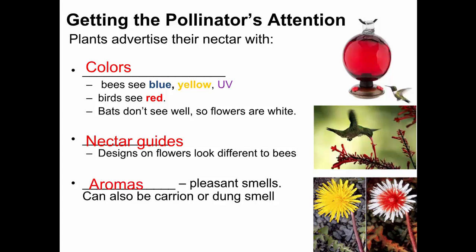Smells and aromas are often attractive to different types of species. Sometimes they smell good. You might think of a rose or something like that. Some smell really bad. There are some flowers that mimic the smell of rotting flesh or feces, and those are often to attract flies or scavengers that might feed on decaying flesh or organic matter.